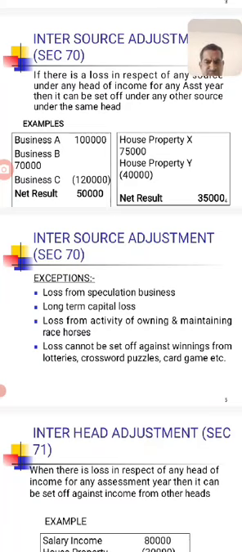One more exception, the long-term loss. The long-term capital loss can be set off against long-term gain only. It cannot be set off against any other source or any other head of income. One more exception is the loss from the activity of owning and maintaining race horses. This loss can be set off only against the same activity. The loss cannot be set off against winnings from lottery, crossword puzzles, card games, etc.